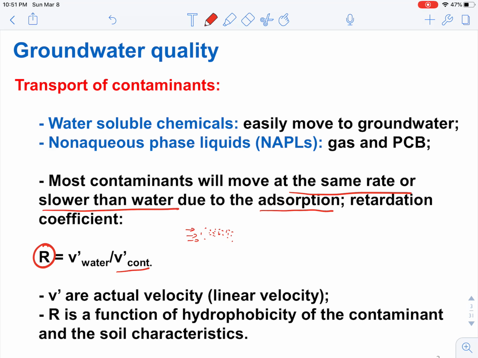For example, if the water moves with a speed of 1 millimeter per second, while the contaminant moves with a speed of 0.1 millimeter per second, then the retardation coefficient is calculated by 1 divided by 0.1, which is equal to 10. So as you can see, the higher the retardation coefficient, the lower or the slower the speed of these contaminants.